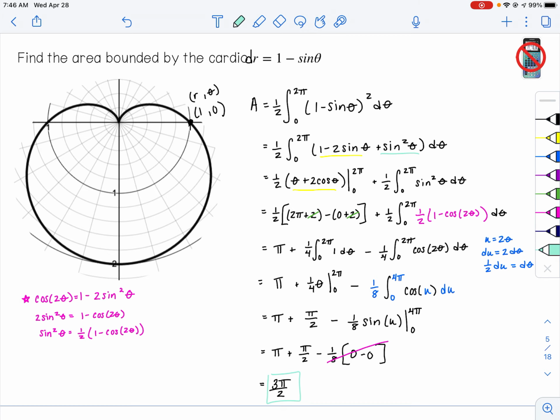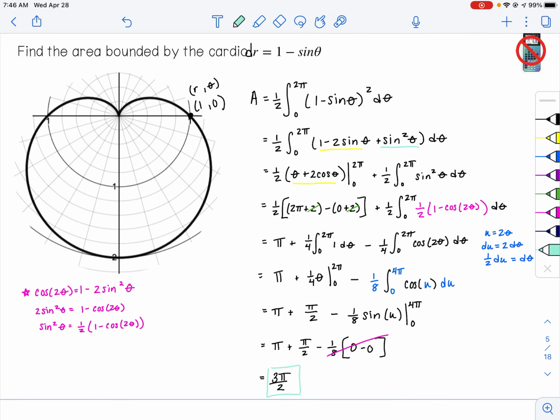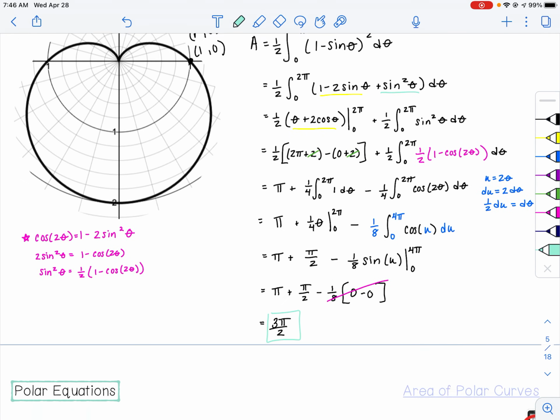Right, so these often become a lot of work, especially if you're not using a calculator. If you're using a calculator, you just set up the integral, plug it into your calculator, and get the decimal approximation, not a big deal. So just something to be careful of with all of the trig substitution.